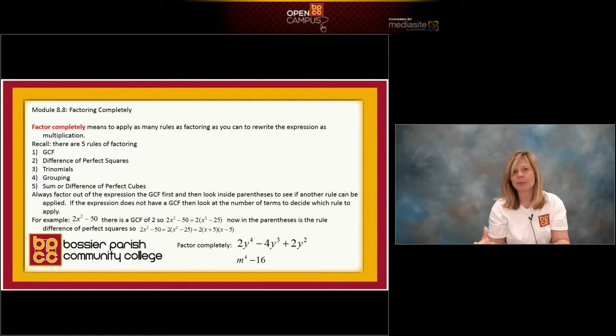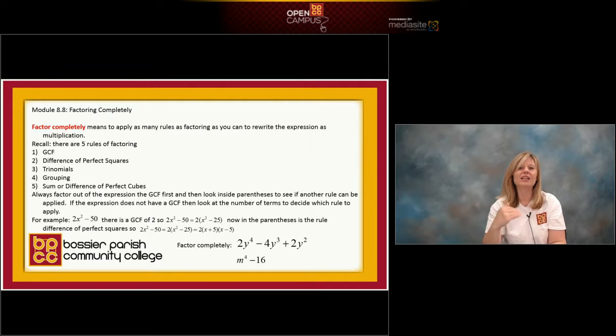Now, here's the problem. Are you done factoring or can you use another rule? Well, if you look inside the parentheses, you have x squared minus 25. You have 2 terms. So when you go to that list, you've already done GCF, so you're done with that rule. What rule of factoring has to do with just 2 terms? Well, there's 2 rules. In spot 2, there's difference of perfect squares, and that's why I have it in spot 2, because it has 2 terms. The other rule of factoring that's with 2 terms, a binomial, is sum or difference of perfect cubes.